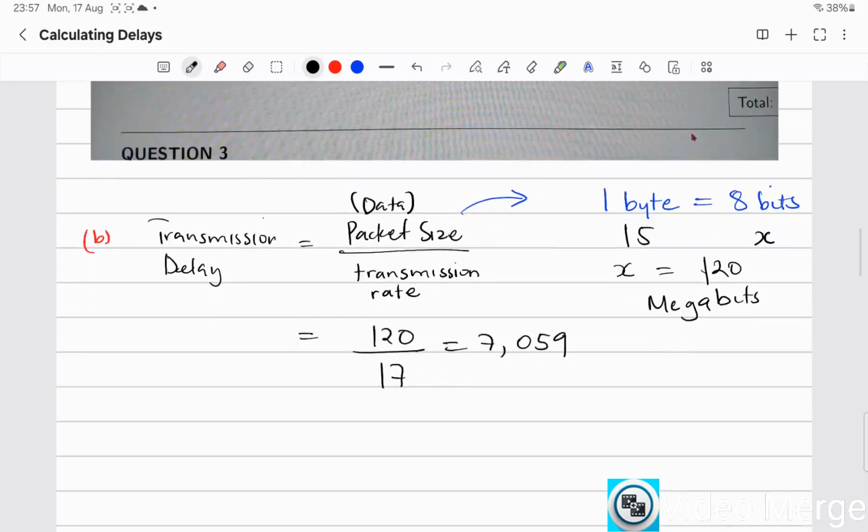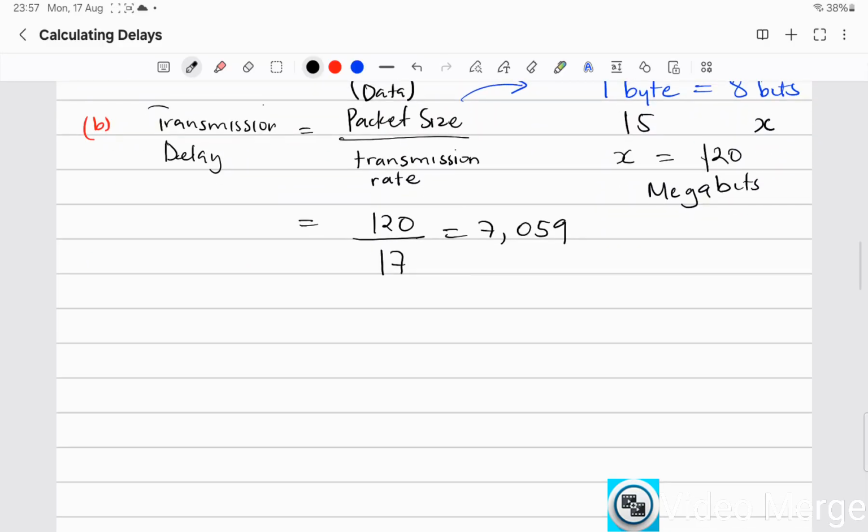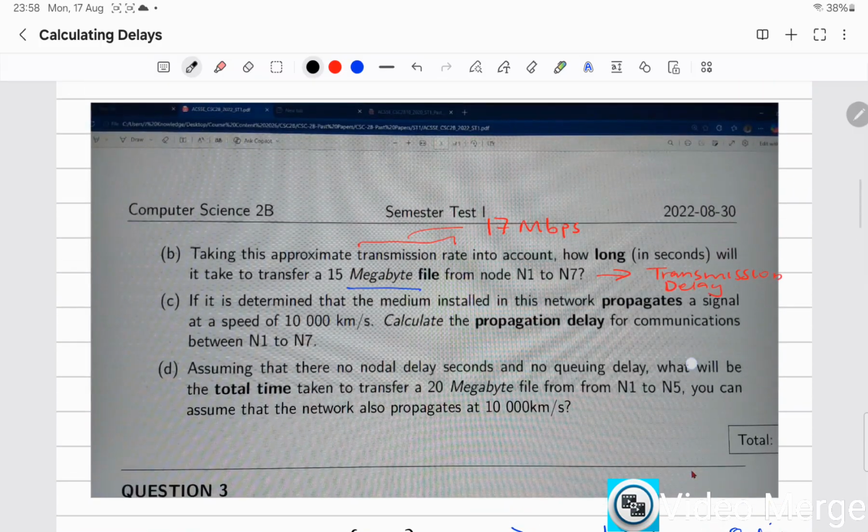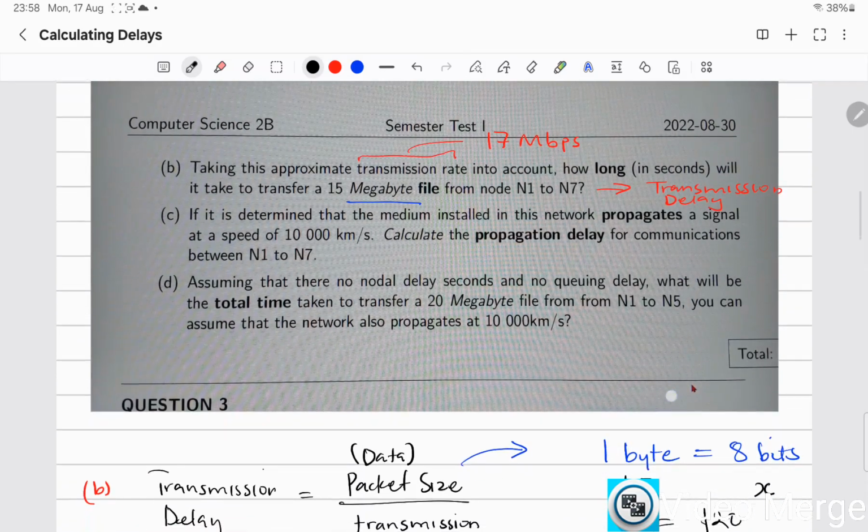At this point I'm just missing the question, but it's fine. So we've got 7.059 seconds, and this is the time, or the transmission delay. We've answered question number B. Now we go to question number C.